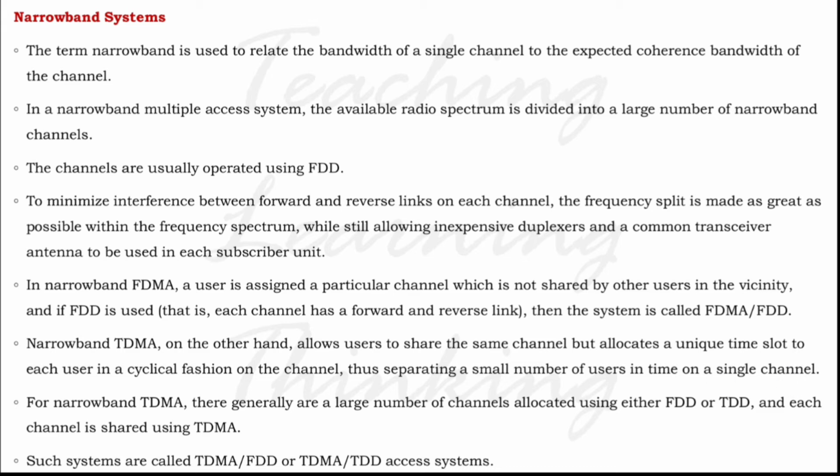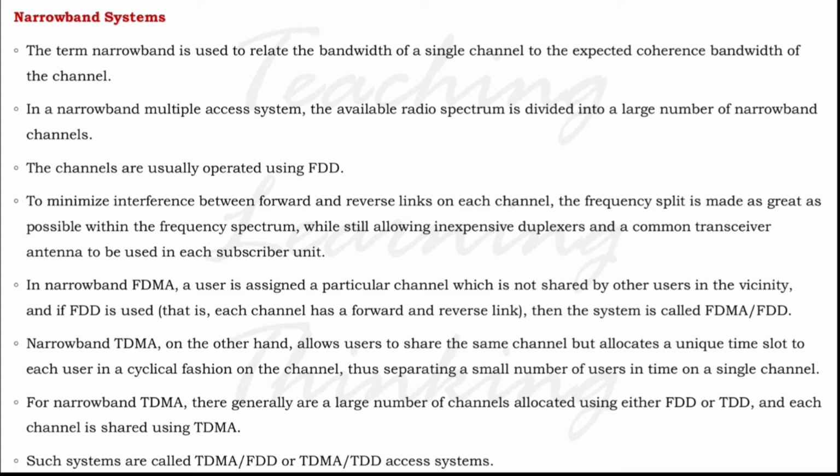In narrowband FDMA, a user is assigned a particular channel which is not shared by other users in the vicinity. If FDD is used, each channel has a forward and reverse link, and then the system is called FDMA/FDD.